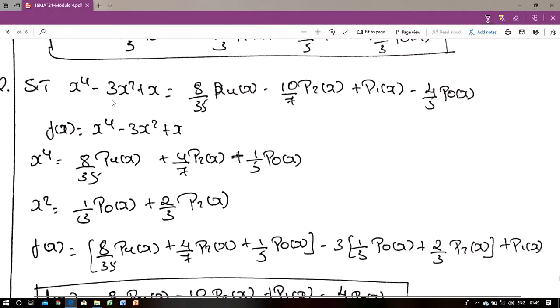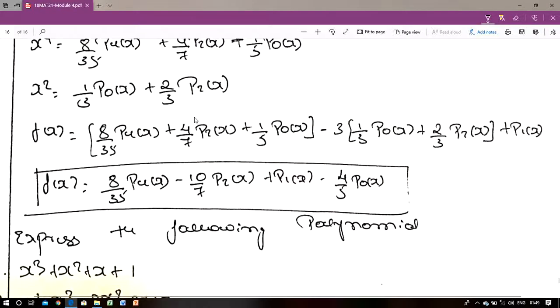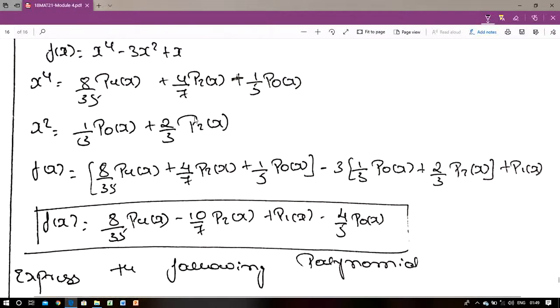For the same type of problem, just rewrite the equation, substituting x square, x cube and so on depending on the equation. We know that it is expressed in terms of Legendre polynomials. We get the solution. Thank you.